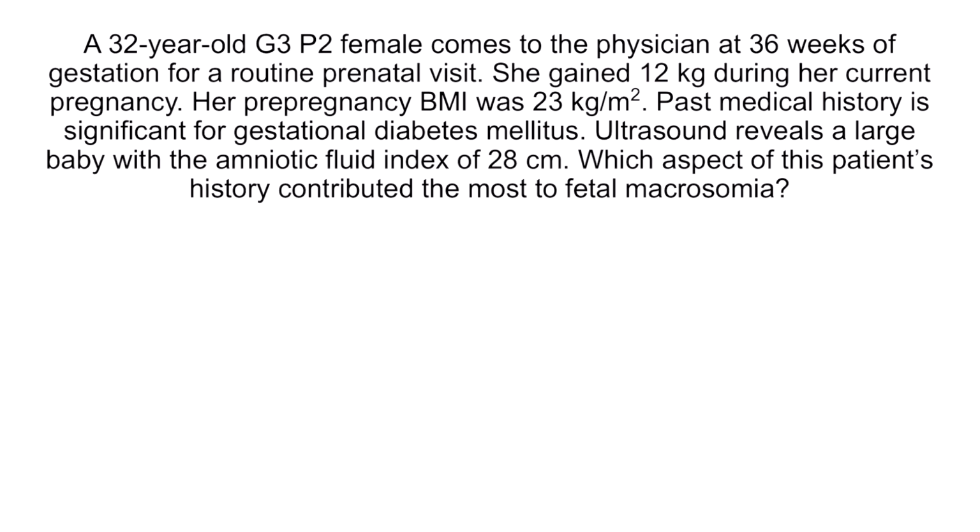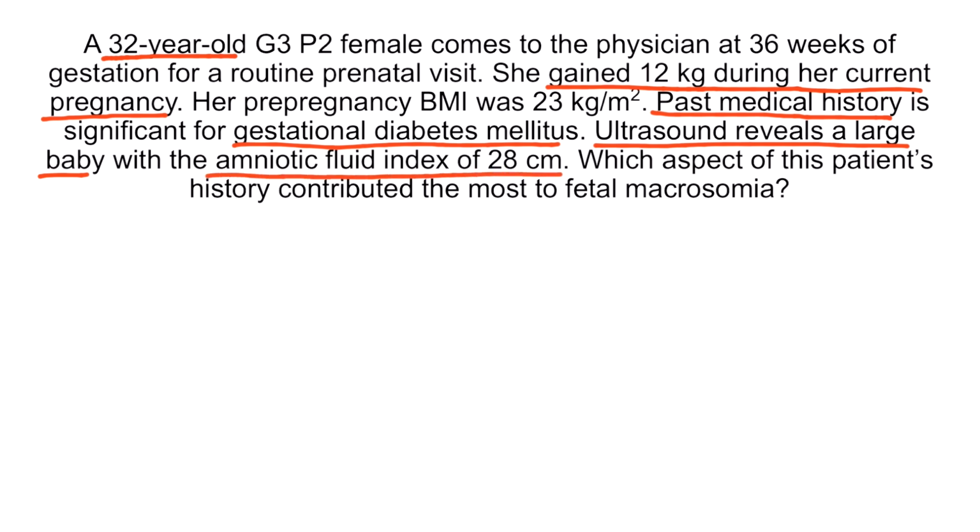Okay, so we've got a 32-year-old female with a past medical history of gestational diabetes, who gained 12 kilograms during pregnancy, and the ultrasound reveals a large baby and polyhydramnios. And just as a review, polyhydramnios is when the amniotic fluid index is greater than 24 centimeters. So at 28 centimeters, this qualifies as polyhydramnios. Okay, now the greatest risk factor here is her gestational diabetes.